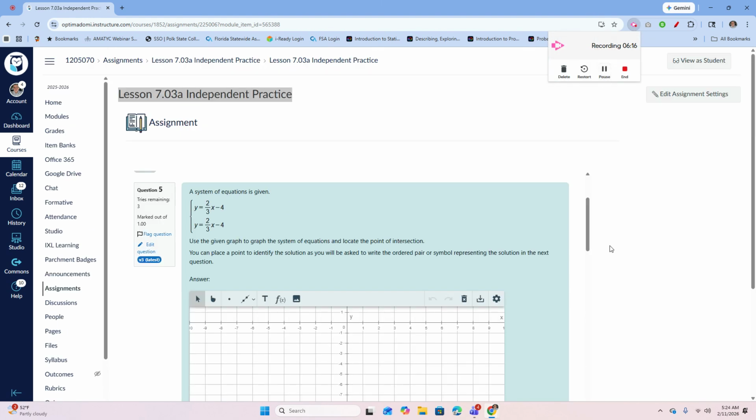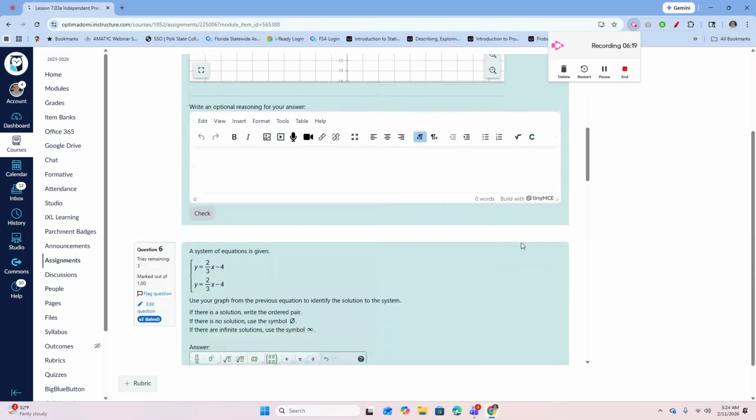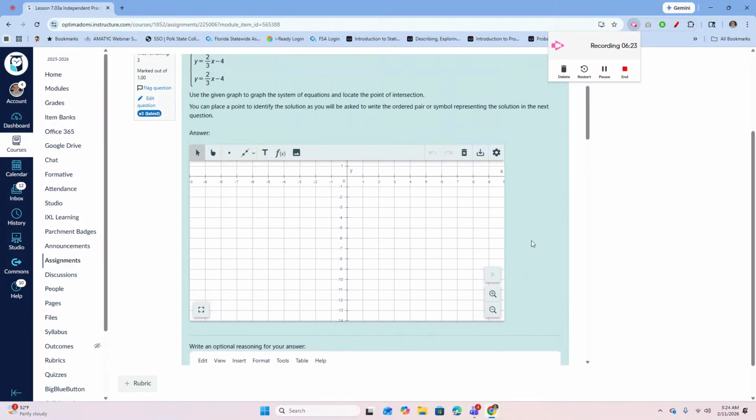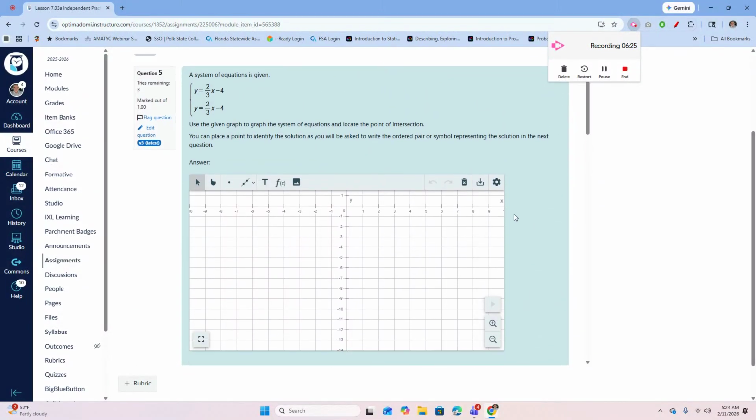So I'm going to do this last problem. All the other problems, you do it the same way, okay? So I'm going to do problem number 5. Again, we're going to solve the system by graphing. A system of equations is 2 equations that share the same answer, okay? So I'm going to start with the first equation, y equals 2/3 x minus 4.